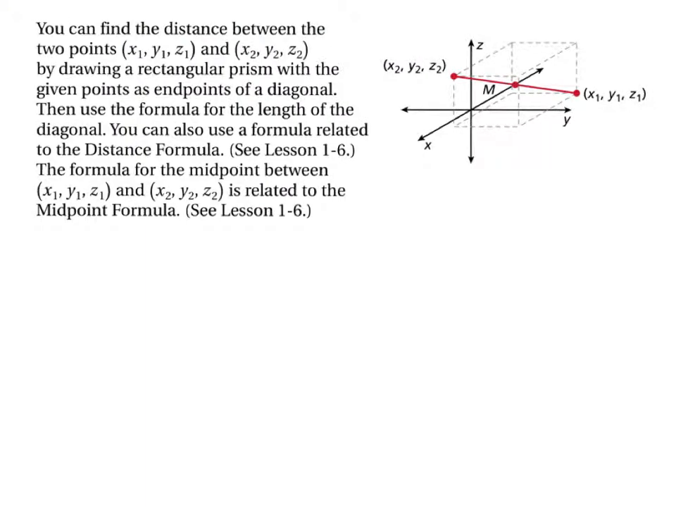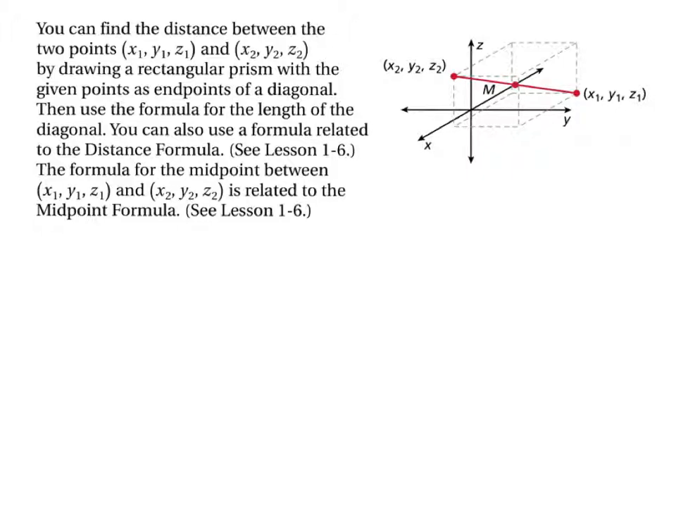Now you've used the midpoint formula before. We can now find the distance between 2 points, x sub 1, y sub 1, z sub 1, and x sub 2, y sub 2, z sub 2, by drawing a rectangular prism with the given points as endpoints of the diagonal. Then use the formula for the length of the diagonal. You can use the formula related to the distance formula, which is in section 1.6. The formula for the midpoint between these two ordered triples is related to the midpoint formula.